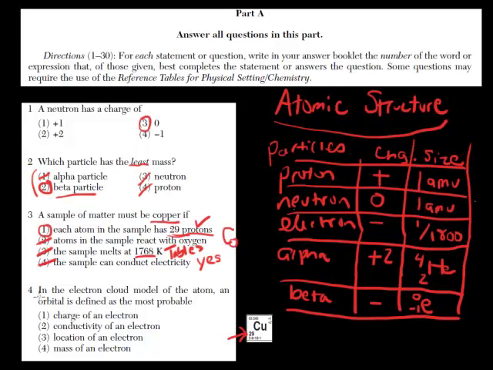Question number 4 is one of a number of questions in part A that rely on your understanding of a definition. Here the definition you need to know about is the electron cloud model of the atom. Just think about the words electrons, clouds. Where are the electrons? They are in clouds. This clearly is talking about the location of the electrons, not the charge, which is -1, not the conductivity of an electron, where electrons moving in mass are considered to be an electric current, and not the mass of an electron, which is 1/1800. So clearly this answer is talking about the location of the electron.